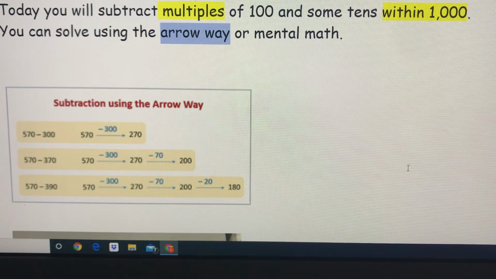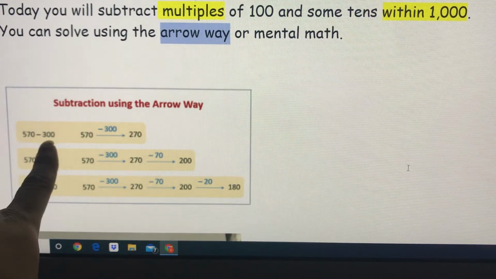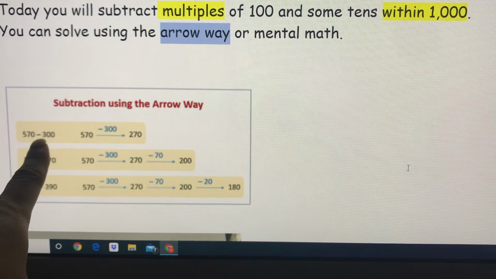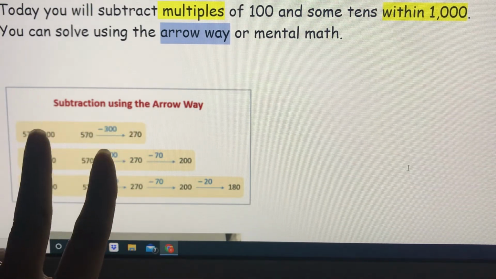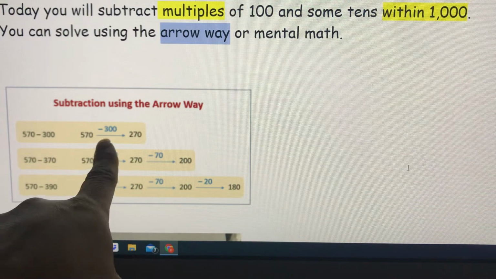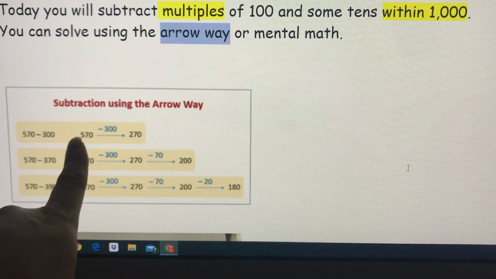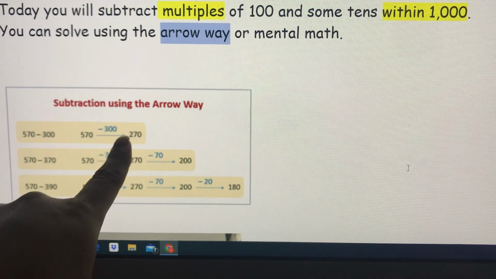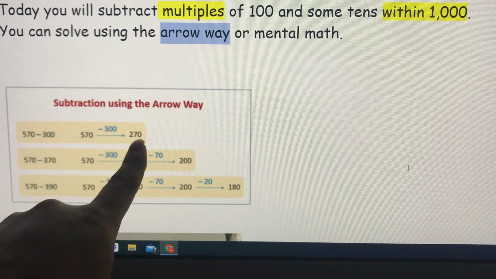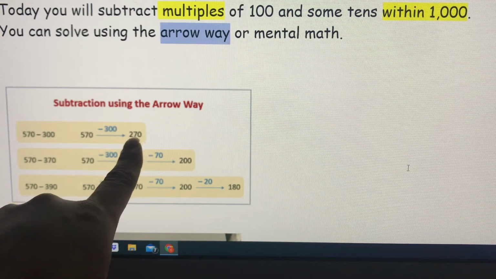So one way to do it is the way we did it last time, that we drew an arrow for each of the hundreds. So we broke this 300 into 3 arrows of 100, because 100 plus 100 plus 100 makes 300. But another faster way to do it is to just put all of the hundreds in one arrow, which is what example number 1 shows. It shows 570 minus 300, so the children can say 500 minus 300 is 200, and 70 minus 0 is 70, and that's how we come up with 270.